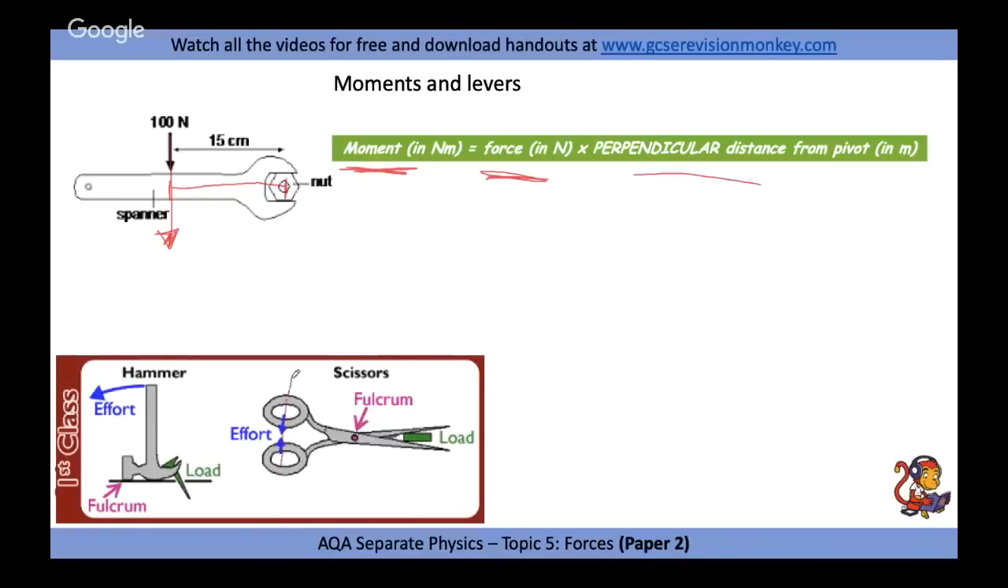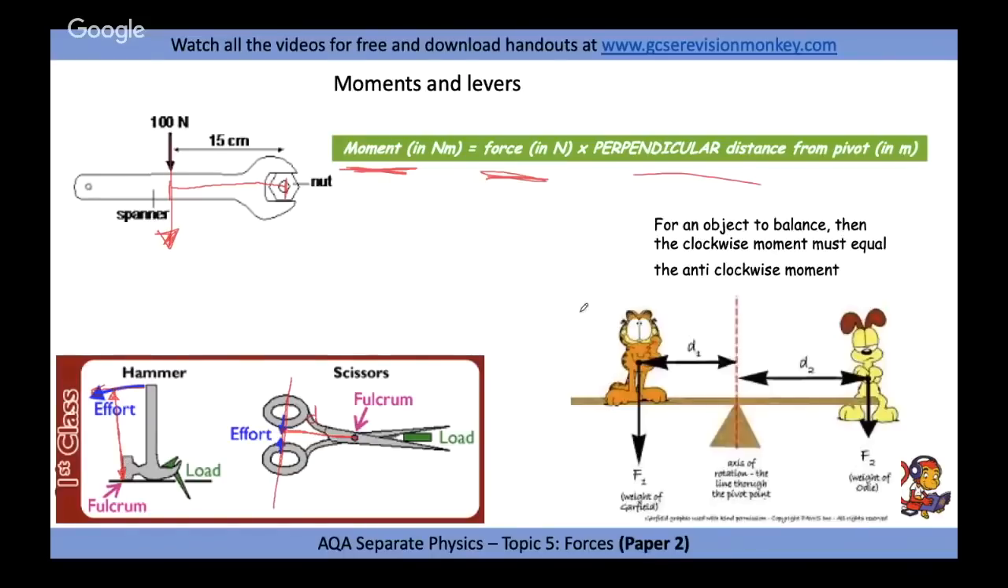So here we have our effort, okay, and our perpendicular distance would be at 90 degrees to that effort. So that there is our distance D. And similarly here, if our effort is that direction and here is our pivot, we're going to want to find the distance between the pivot and the force.